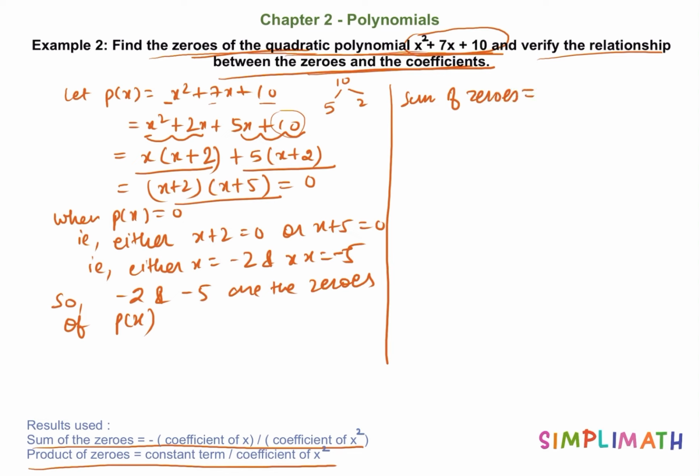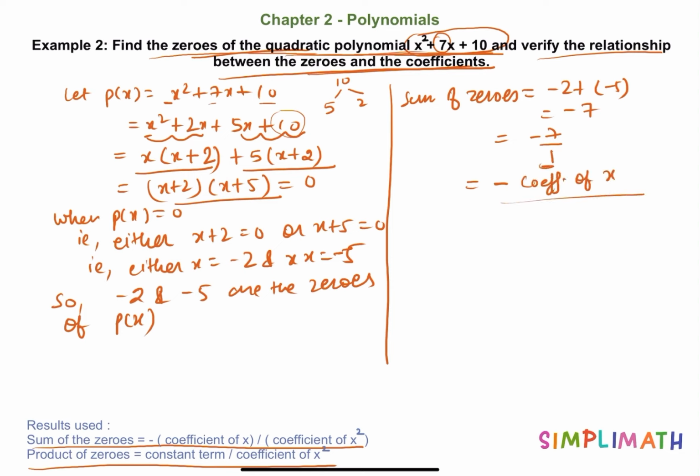Okay, now the sum of the zeros is minus 2 plus minus 5, which equals minus 7. So I can write this as minus of 7 by 1. So I can write this again as minus of, what is 7? Coefficient of x, upon, what is 1? 1 is the coefficient of x square, right? So I have verified the first relationship.